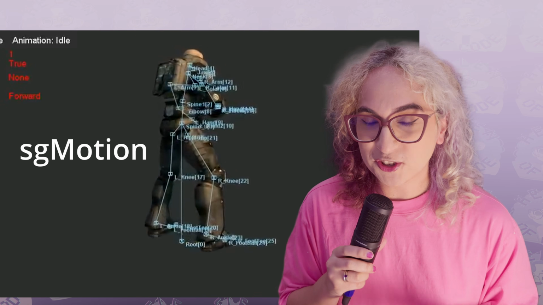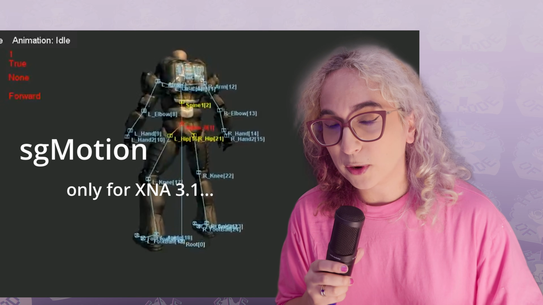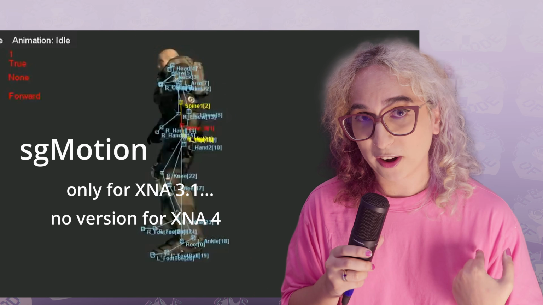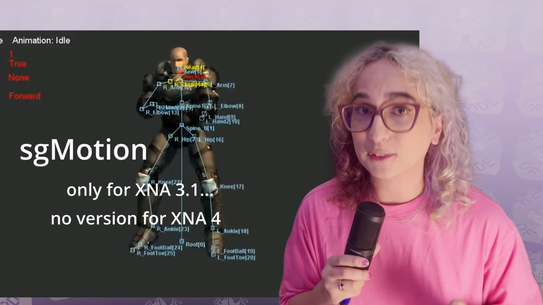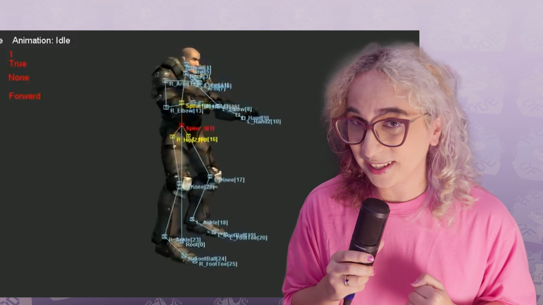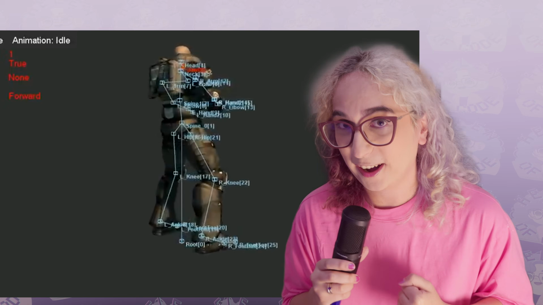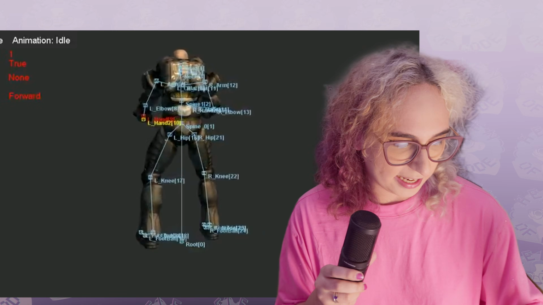It was called SG Motion, but it only released for XNA 3.1. There was no version for XNA 4. I actually had to rewrite it by myself just to get it working, because you could not submit games on XNA 3 anymore, just 4. So that was a whole hell just to get animated models.